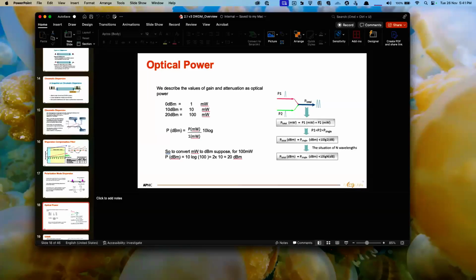What do you mean by channel? By the word channel, I mean wavelength, I mean lambda. So each wavelength has its own capacity, as I discussed earlier.